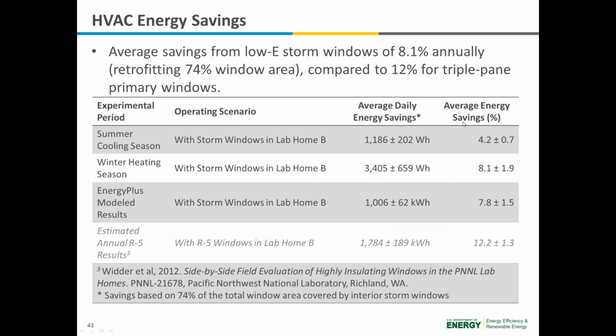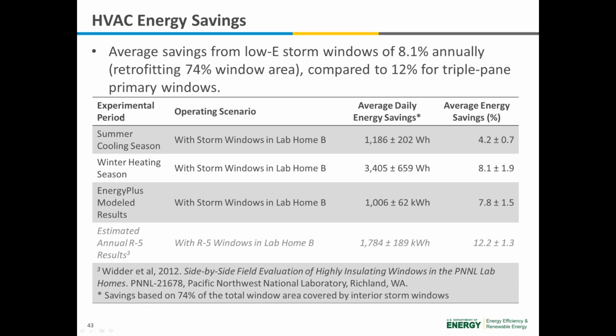So over the course of the heating and cooling season, we did a couple different experiments, and here are some of our findings. The average savings for the low E storm windows was 8.1% annually, when we were specifically looking at coverage of 74% of the window area. This could be more if we had both the sliding glass doors covered with an interior storm window or possibly an exterior storm window, but this is compared to 12% for a triple pane primary window.